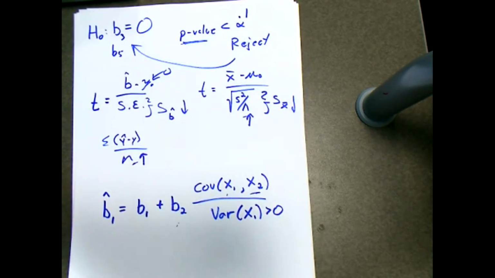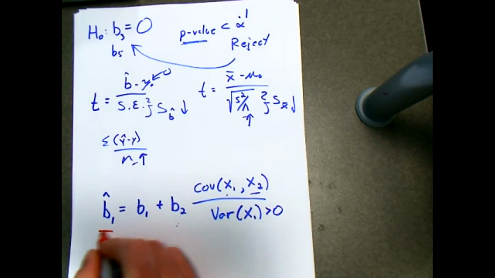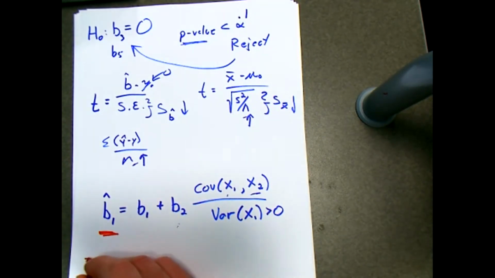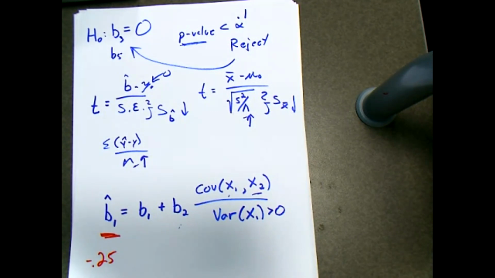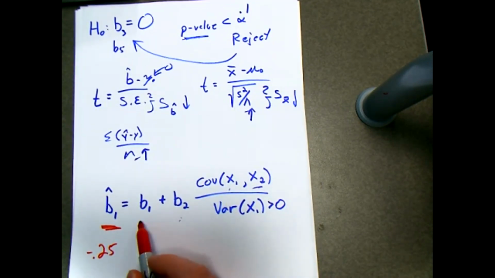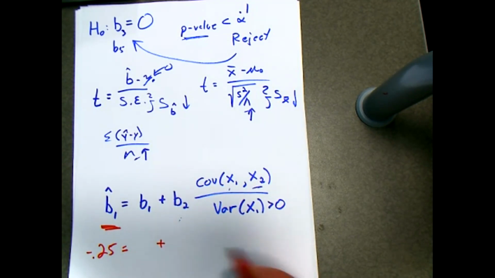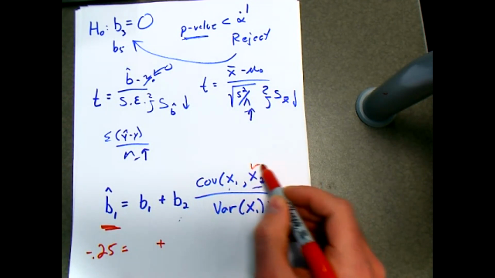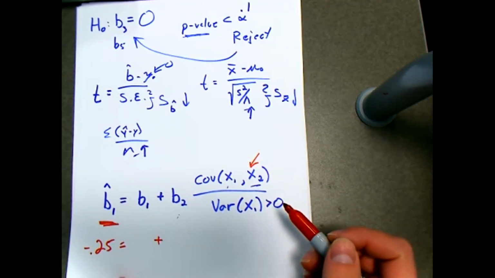So what we observe is that coefficient estimate. I think I said it was negative 0.25. Well, that's going to capture the true effect, which I don't know, I can't observe that. But it's also going to have this bias component if I leave out another important x2 variable.